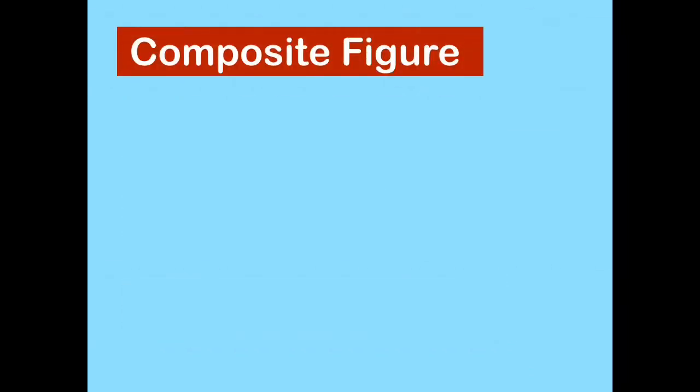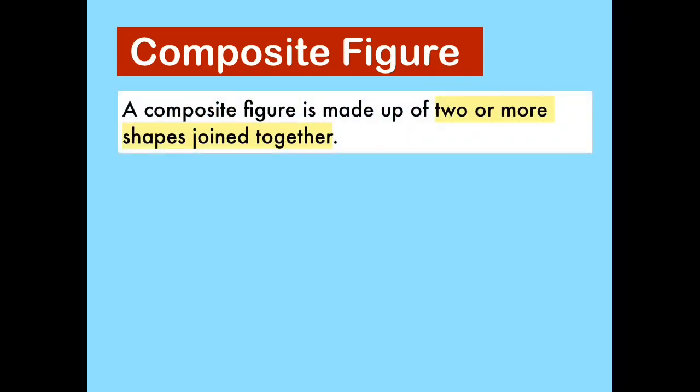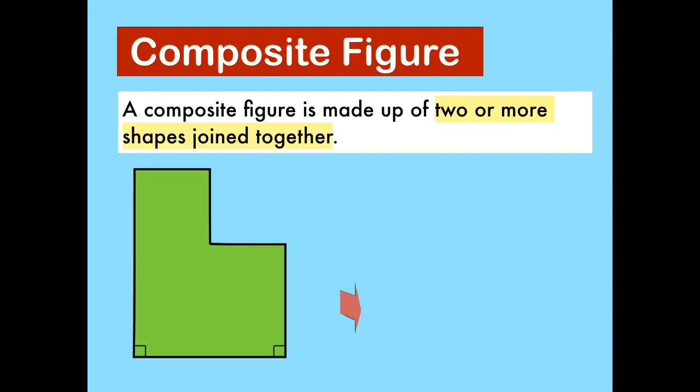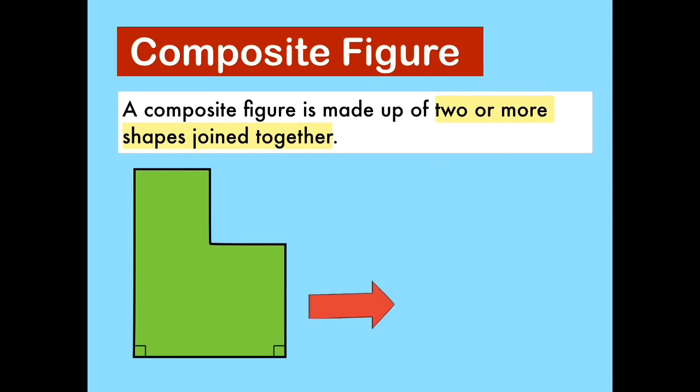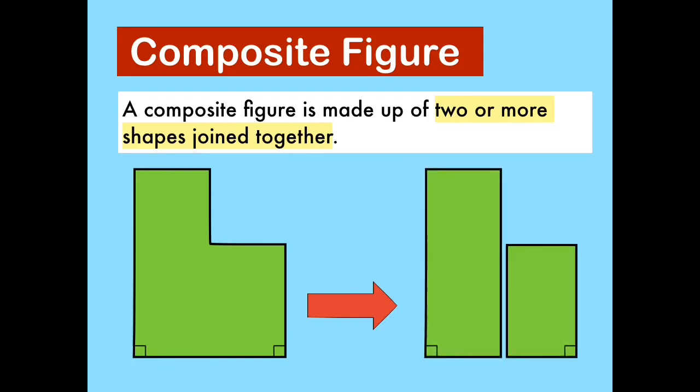What is a composite figure? A composite figure is made up of two or more shapes joined together. For example, there are two different ways on how we can split the composite figure below into two or more shapes. One can be splitting it into a square and a rectangle, or splitting it into two rectangles of different sizes. With this in mind, let's try to answer the given problem.